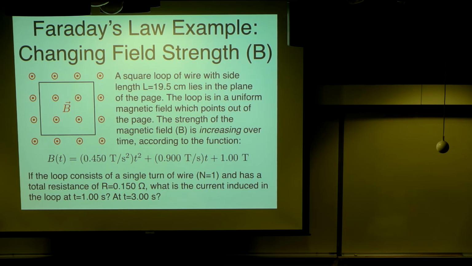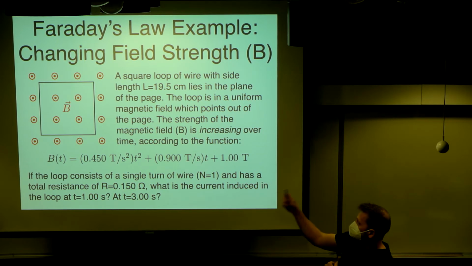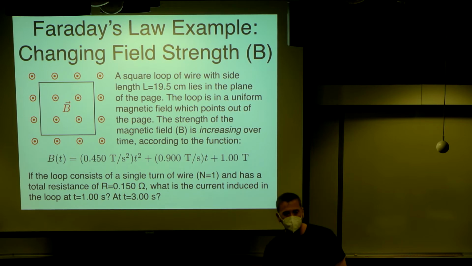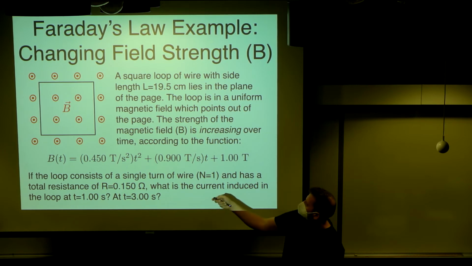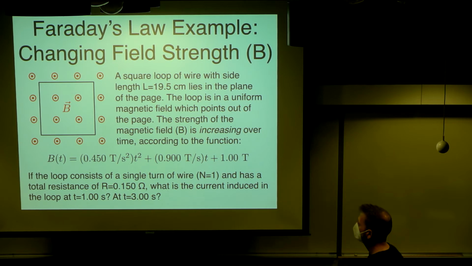In this example, we have a square loop of wire with a side length L equal to 19.5 centimeters. This square loop lies in the plane of the page. The loop is inside of a uniform magnetic field, which is going out of the page like this. So there's your external B field coming out of the page.